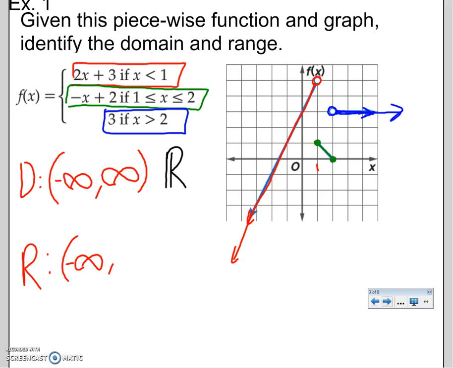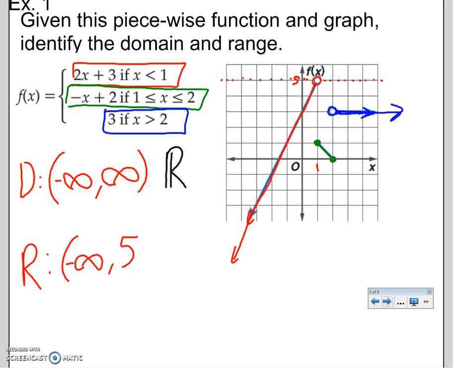Then, does anything go up? No, the top of this is right here. I'm going to do a dotted line for y'all. There's no part of the line that ever goes above that. So that is 1, 2, 3, 4, 5. Y is 5. So it goes all the way to 5.